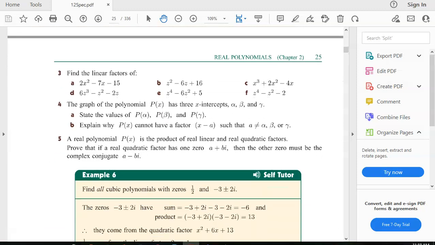I wouldn't worry too much. Question 4 was a bit stupid. They're just making sure that you realise that. The graph of the polynomial p of x has 3 x-intercepts. State the values of p of... Well, that's just making sure you remember that when it's an intercept, if you sub it back into the equation, what should it equal? 0, right? So p of that should equal 0, equals 0, equals 0.